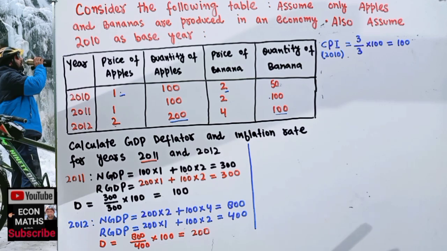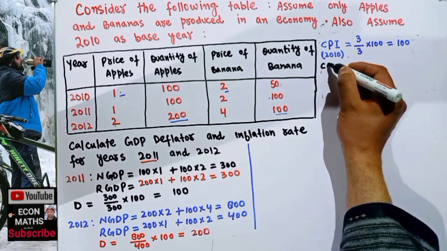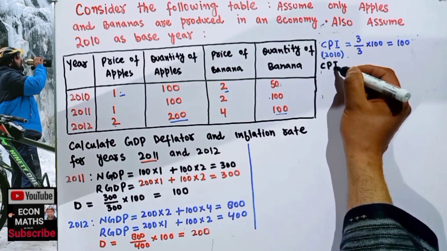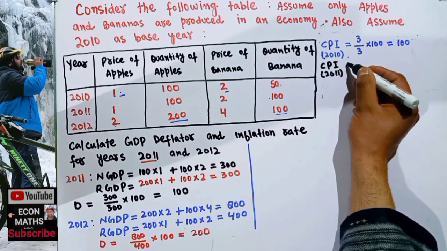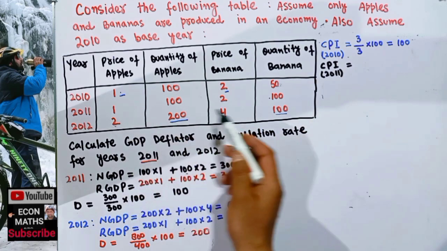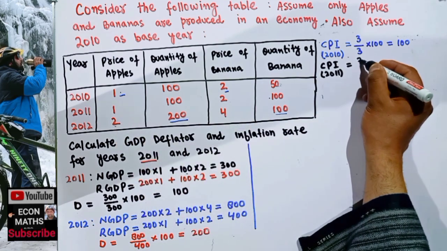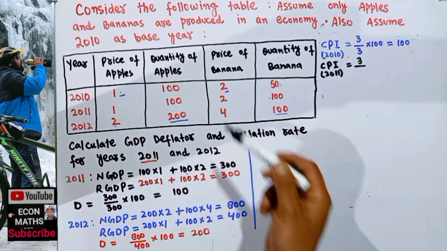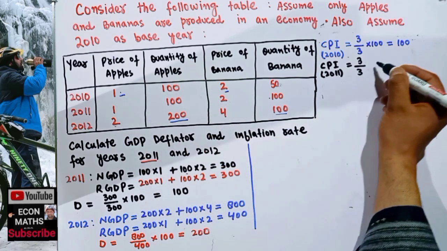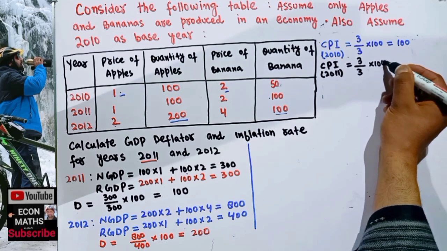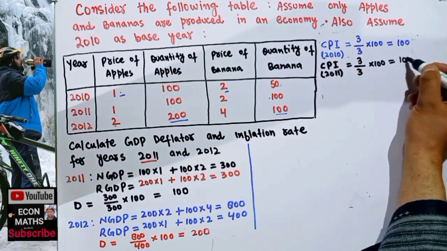Okay, then what will be the CPI for, sorry, 2011? CPI for 2011 will be equal to the current year prices. That means the price of apple and banana, 2 plus 1 is 3. To this we divide the base year prices. So the sum of base year prices is 1 plus 2, which is again 3. And to this we multiply 100. That means CPI for 2011 is again 100.